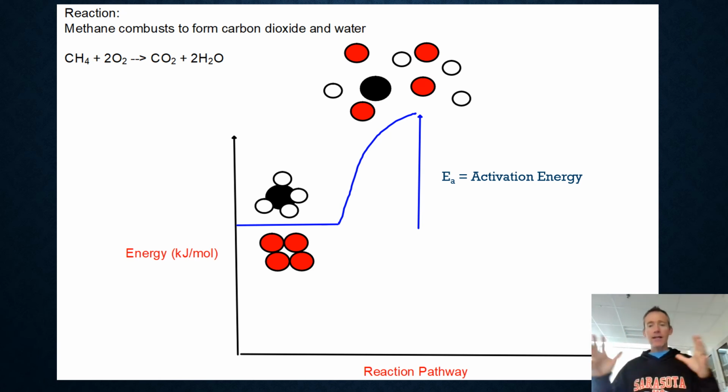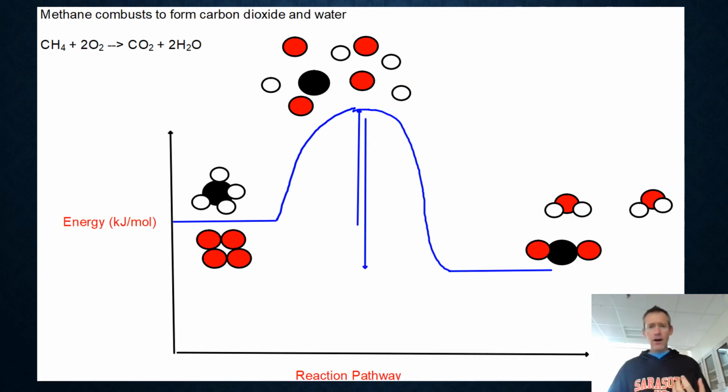Now you have all this chaos of atoms, and what has to happen is you want to become stable. So they're going to form new bonds, and that's where you get carbon dioxide and water forming. Now, that releases energy. So that's why it goes down. When you make new bonds, it releases energy, and now you have a stable product. That's why it levels off at the end. You have water and carbon dioxide.